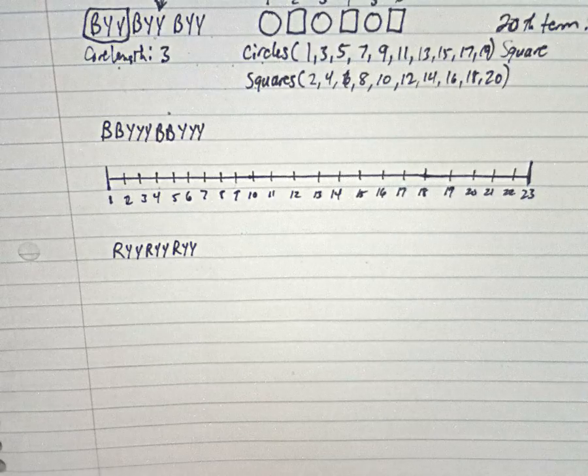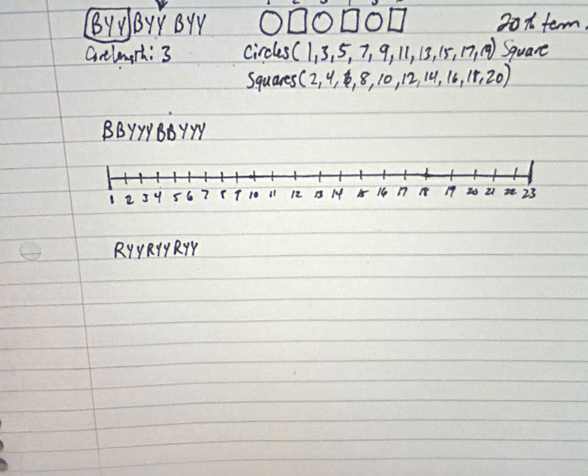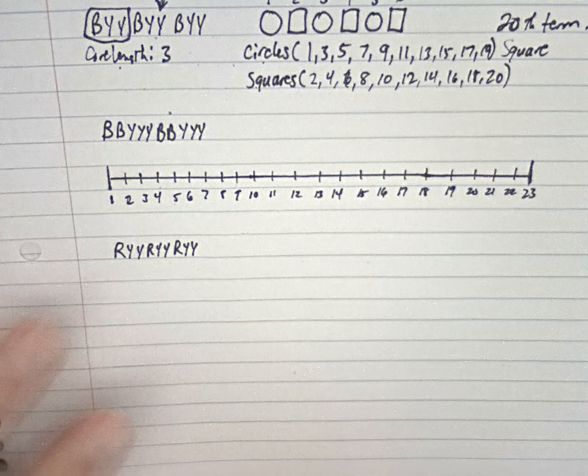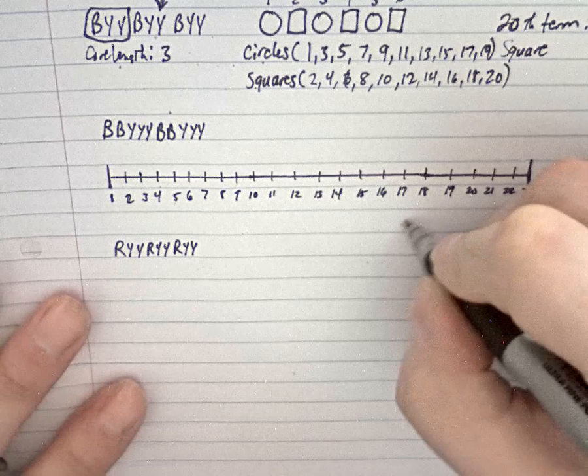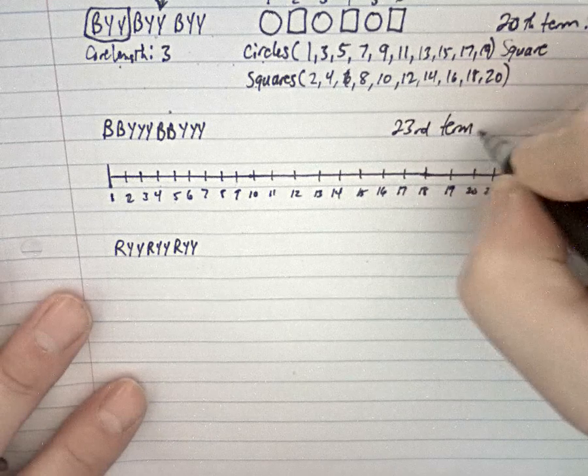Because when you figure out what the core is, that will always help you further on down the line as to which term it's going to be. So if we take a look at the next pattern, we want to be able to figure out what the 23rd term is here.